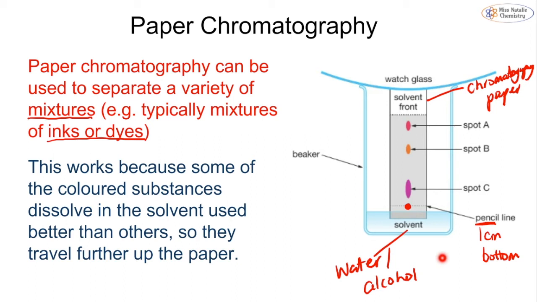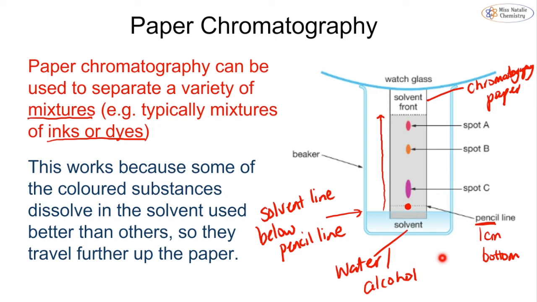And again, it's very important, if you notice here, that the solvent line is below the pencil line. And the reason that we do that is if we have the solvent above the pencil line, the ink will travel down into the solvent, and we want it to travel up the paper. Once we have our solvent and we have our chromatography paper, what happens is the solvent starts to travel up the paper like that. And we can see that this point here, the solvent front, is how far up the paper the solvent has travelled.